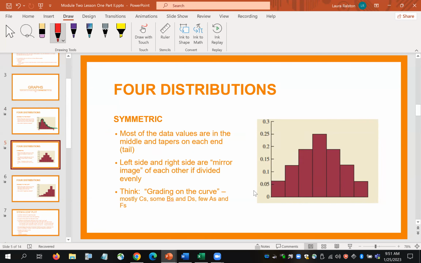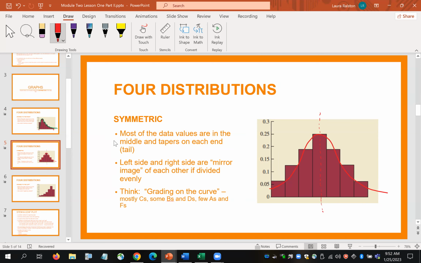Symmetric is kind of what we oftentimes think about as a bell curve, where you have very few data values on the low end. Most of them are in the middle and very few values on the high end. Most everything is kind of centered in the middle. And if you could imagine folding the graph in half, the left side would look like the right side.